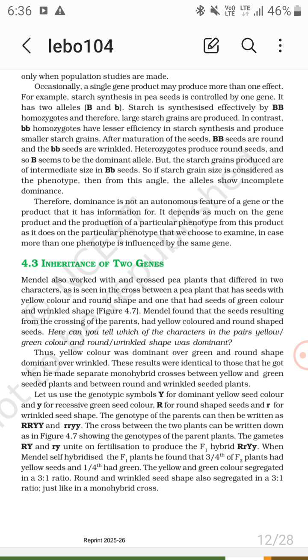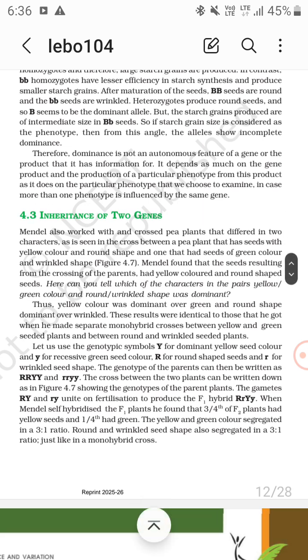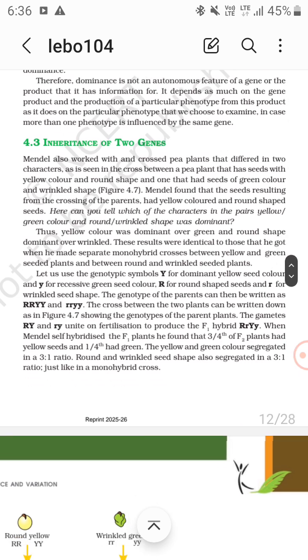So if starch grain is considered as a phenotype, then from this angle the alleles show incomplete dominance. So you see, capital B, small b.